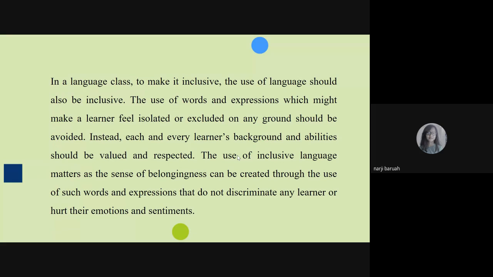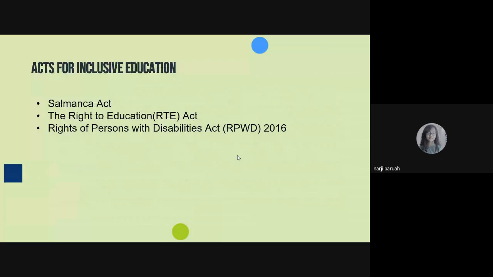NEP says that the students belonging to different castes like SC, ST, OBC, MOBC, etc., should be included. And when they are included in the classroom, or how can we include them? If we are including them, we should take into account that we are not discriminating against them by referring to something which might hurt their emotions and sentiments. Now, these are the main acts which promote inclusion or inclusive education.